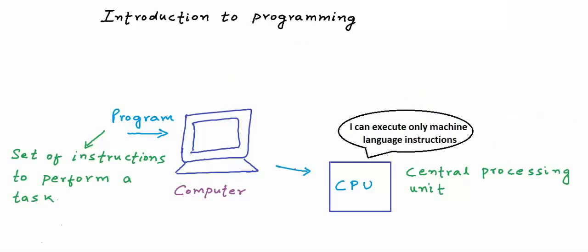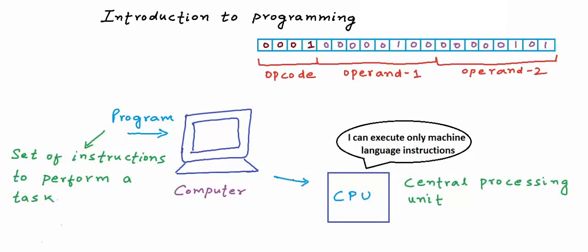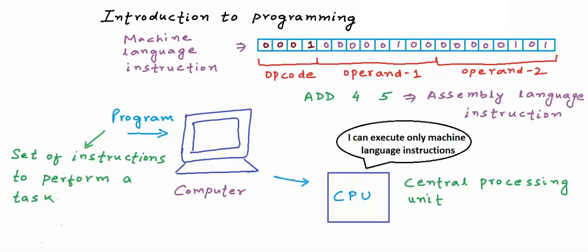Some improvement came with development of assembly language. In assembly language, we can have a more human readable representation of a machine language instruction. For example, if this is the machine language instruction with one opcode and 2 operands, then in assembly language the same instruction can be written in a more readable form. We can write some keywords for opcode. Say, for example, if this is opcode for addition, we can write add, and then we can write the operands as well as constants in decimal. Operand 1 is 4 and operand 2 is 5. One can write an instruction like this in assembly language.